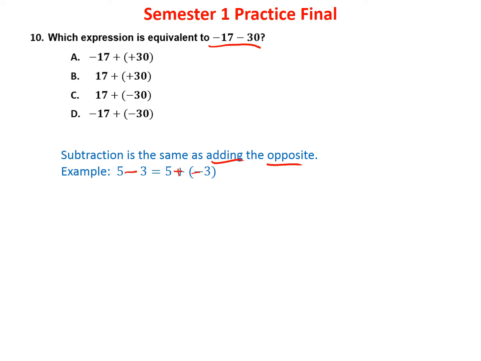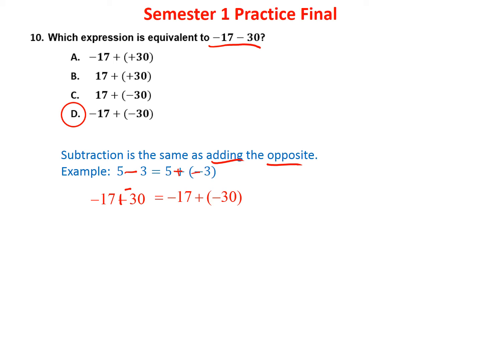So in this case, we're taking minus 17 minus 30, so we're going to change this to add, and the opposite of 30 is minus 30. In other words, minus 17 plus minus 30. And if we look up above, we can see that that is answer D.